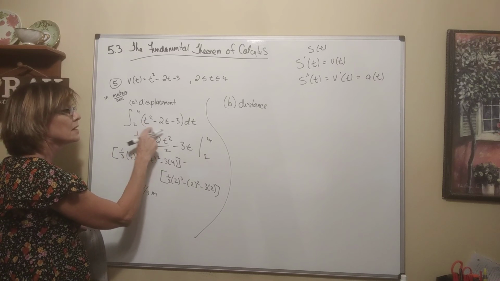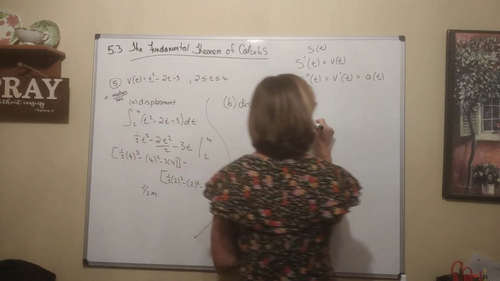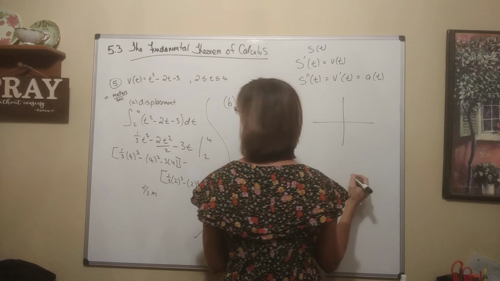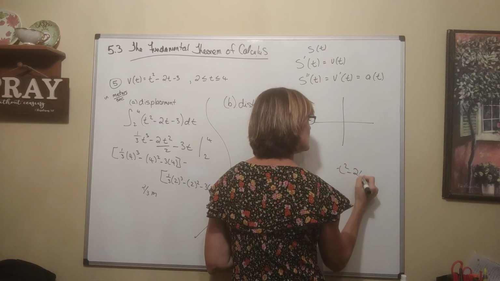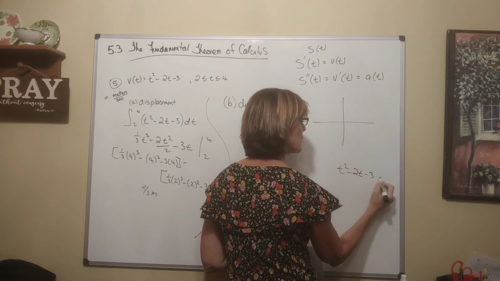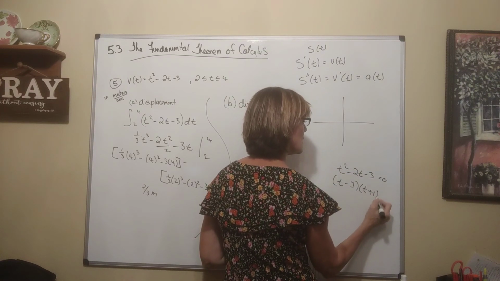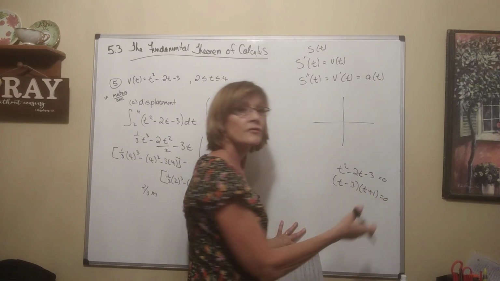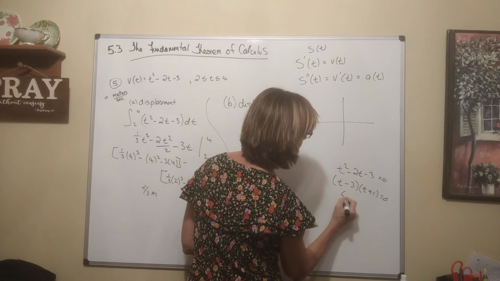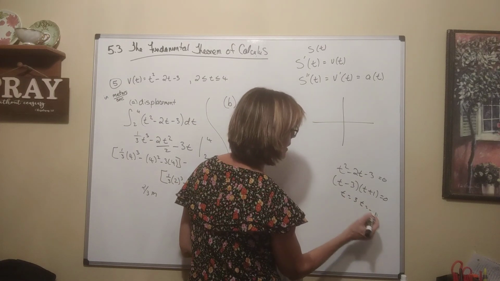This is the equation of a parabola. Let's graph it. What are its zeros? We have t squared minus 2t minus 3. Where does this equal 0? We could factor it as t minus 3 times t plus 1 and find the zeros. t is 3, t is negative 1.